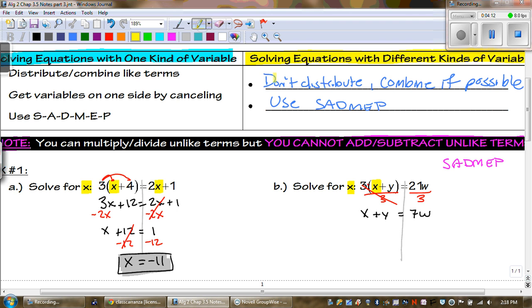Now, is that x by itself? No, it's not. That y is still there. So to get the y by itself, we need to subtract. And we're left with x equals 7 minus y. Couple things to remember: your final answers, we always want to put them in alphabetical order. Your book gets a little lazy with that with the answers, but make sure you know how to put it in alphabetical order.